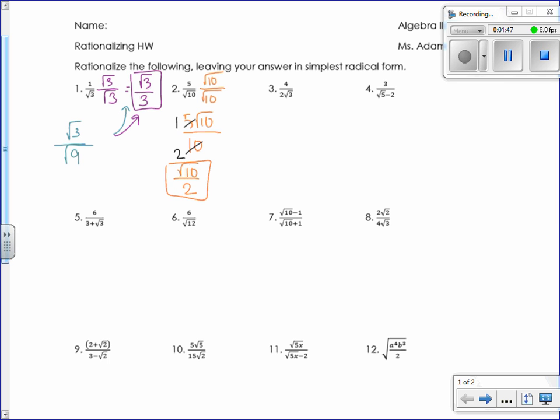For number 3, we're going to multiply by the square root of 3 over the square root of 3. Which I'm going to get 4 times the square root of 3 in the numerator and 2 times 3 in the denominator. And 2 times 3 is just 6. But we can cancel because 2 goes into both of these. So your final answer is going to be 2 times the square root of 3 over 3.